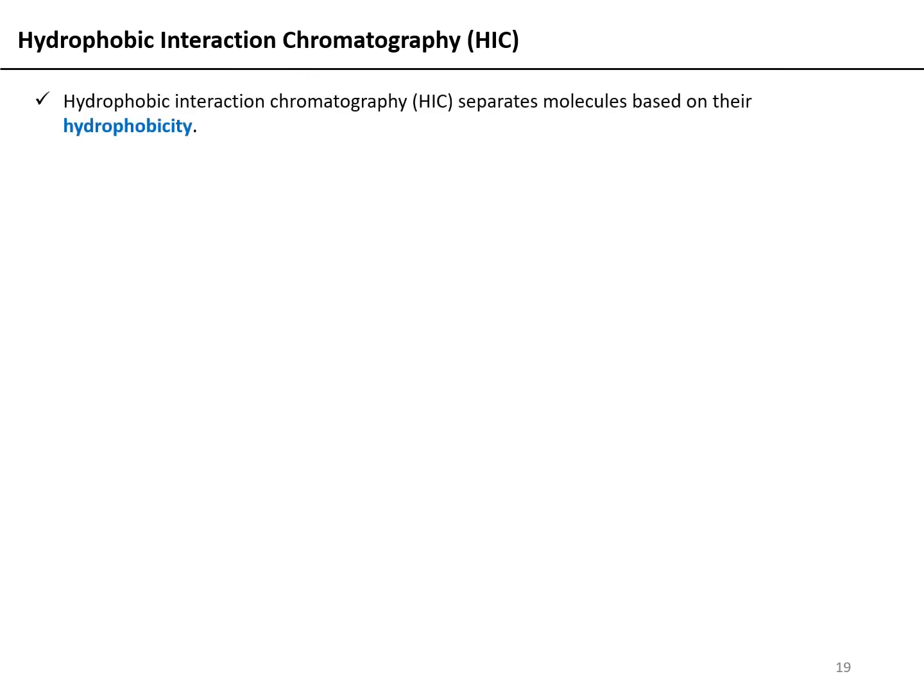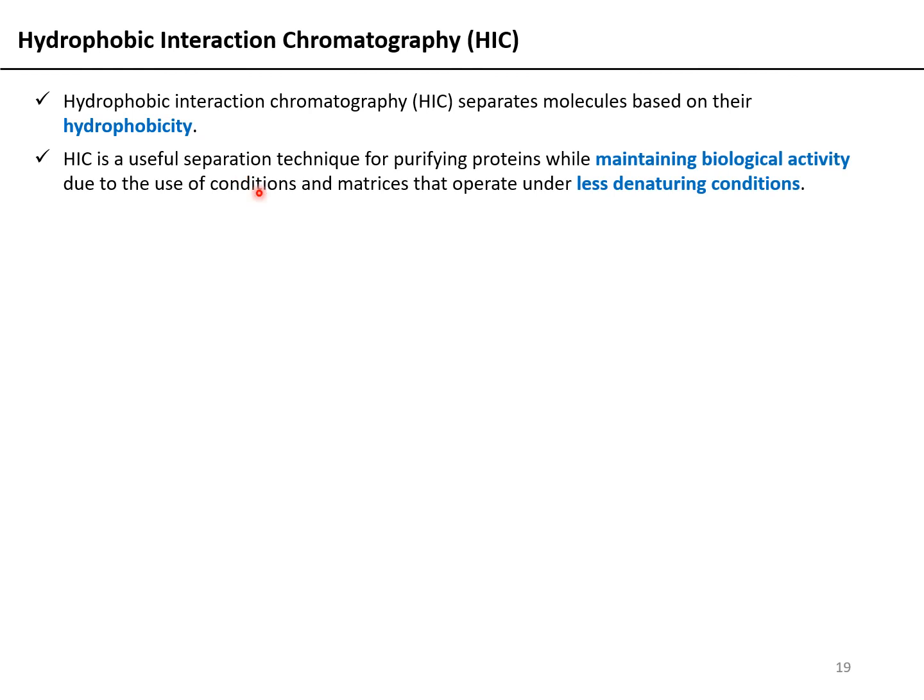So the last chromatographic technique that we are going to discuss is hydrophobic interaction chromatography, which is a case example of reverse phase chromatography. The previous three were all normal phase. This is reverse phase chromatography. HIC separates molecules based on their hydrophobicity. It is a useful separation technique for purifying proteins while maintaining biological activity, due to the conditions under which it is performed, and matrices that operate under less denaturing conditions.